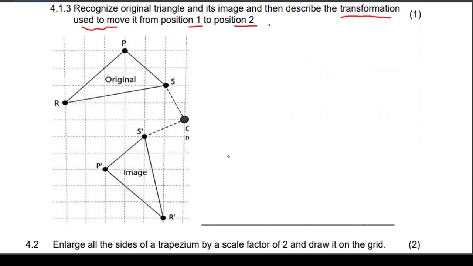Now, what do you notice? If this is our point of reference, what is happening is that this thing is being rotated around. When you look at the angle in between, this is going to be 90 degrees. So what is happening? We are rotating PQR, no, it's PRS. Rotate PRS, we are saying 90 degrees.